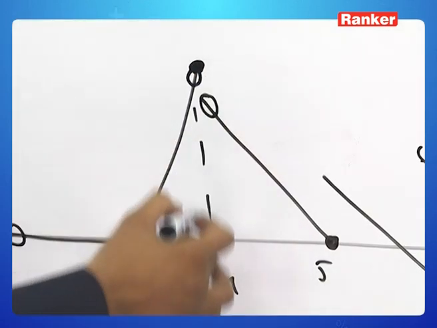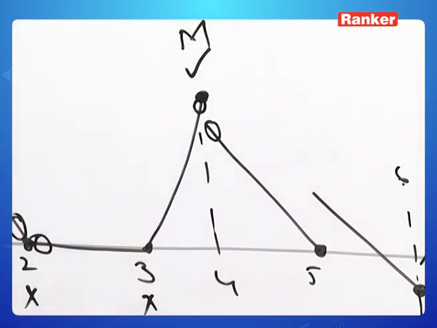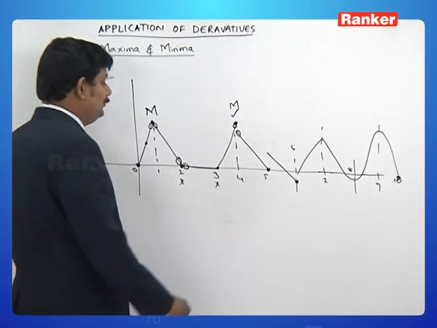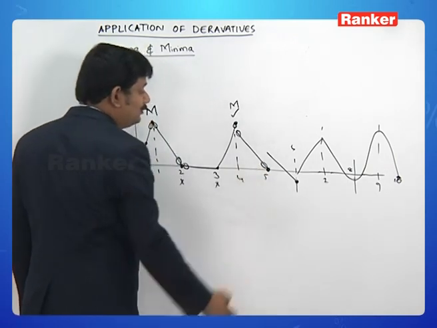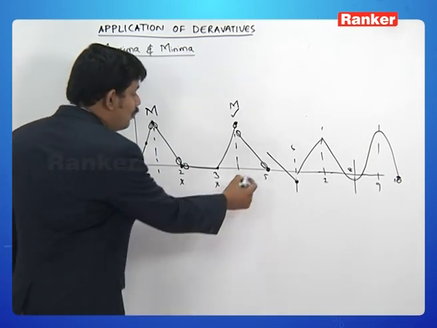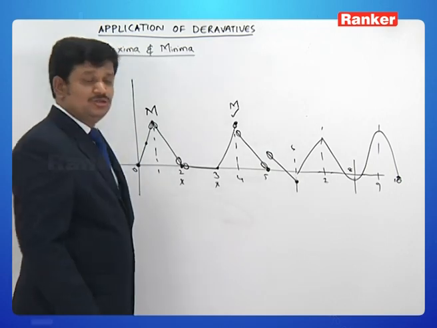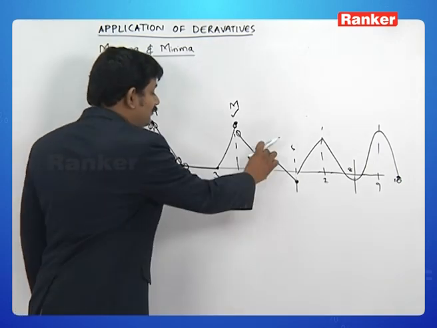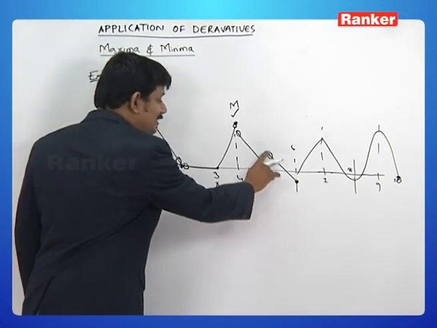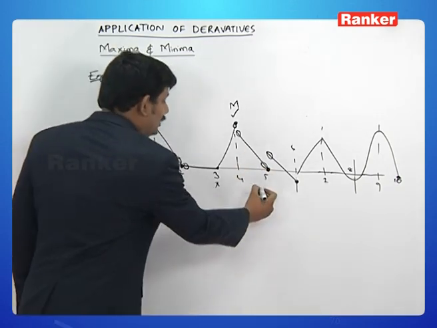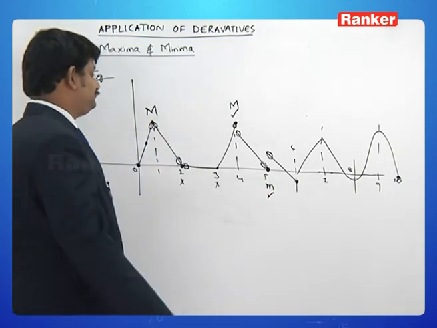So, the function qualifies to be a local maxima. So, this is also a point of local maxima. Let us observe 5. The function values in the left neighborhood of 5 are more than f of 5 and function values in the right neighborhood of 5 are also more than f of 5, because f of x is more than f of x naught. F of x naught is the least value in the neighborhood, we call it local minima. So, 5 qualifies to be a local minima.